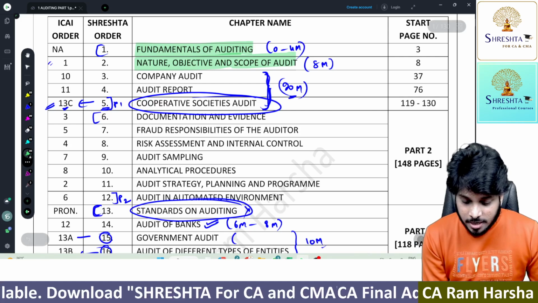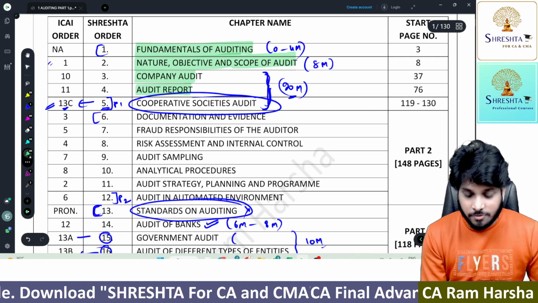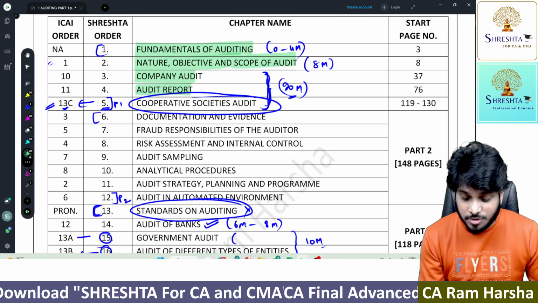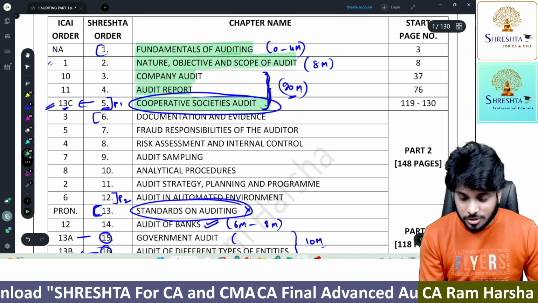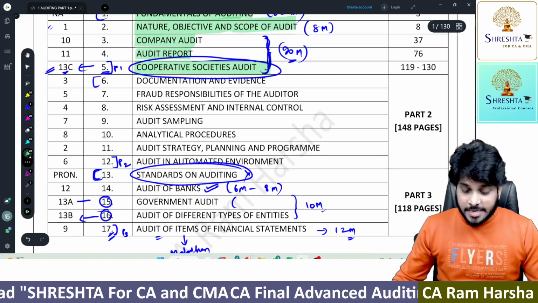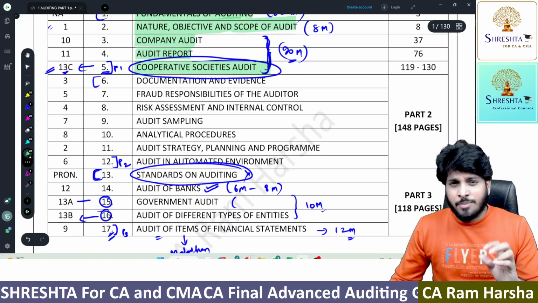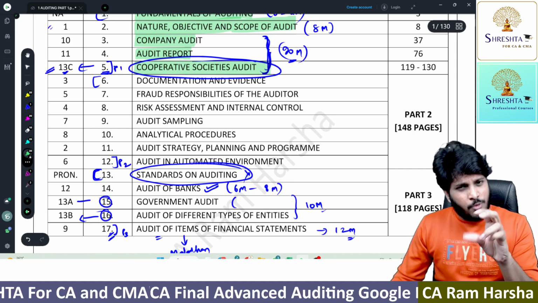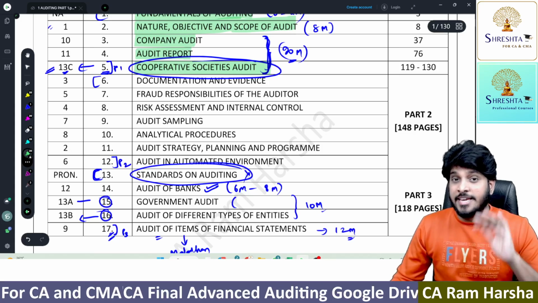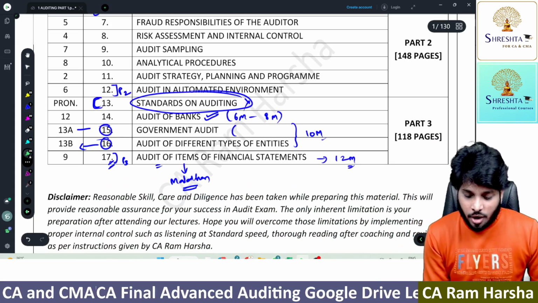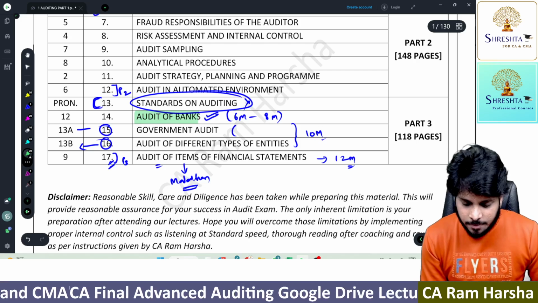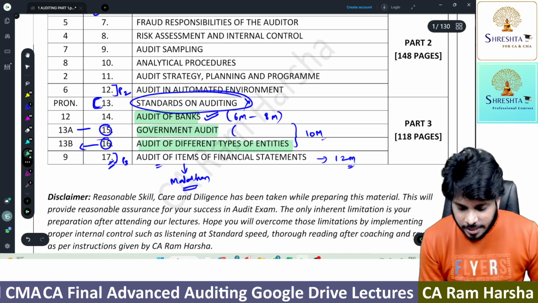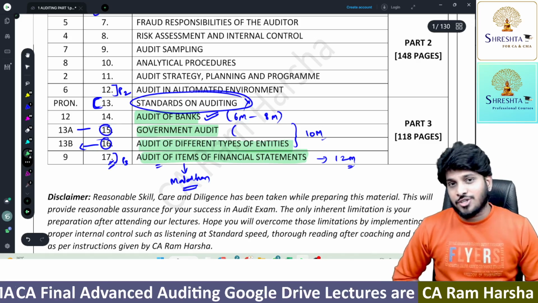I'll clearly mention: company audit, audit report, fundamentals, nature, objective and scope, company audit, audit report, societies audit. Societies audit, please read immediately after audit report, because if you look at the societies audit and audit report chapters and company audit, the points are very similar. That's why I kept it in Part 1. Then audit of banks, then government audit, audit of different types of entities, audit of items of financial statements.